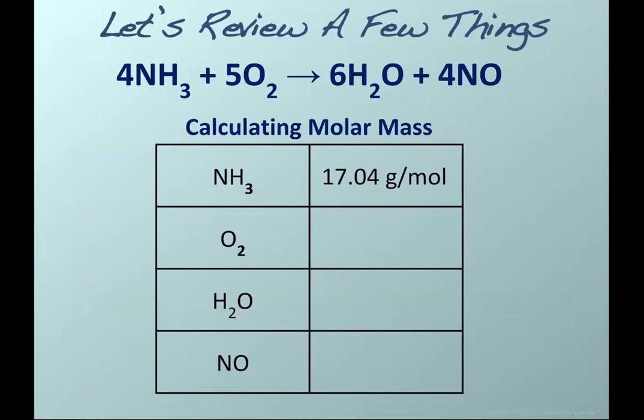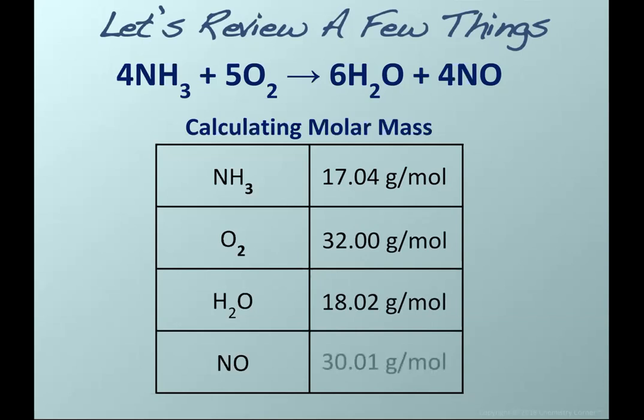O2, you're going to look on your periodic table and see that O is 16, and you're going to say 16 plus 16, and you're going to get 32. H2O, 2 H's and 1 O, and you should get 18.02. Okay, we're going to round these to 2 decimal places. And then NO, you're going to look on the periodic table, 1 N, 1 O, and you should get 30.01 grams per mole. Those come from the periodic table.